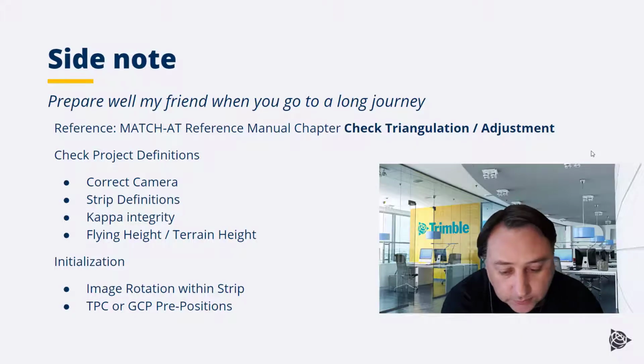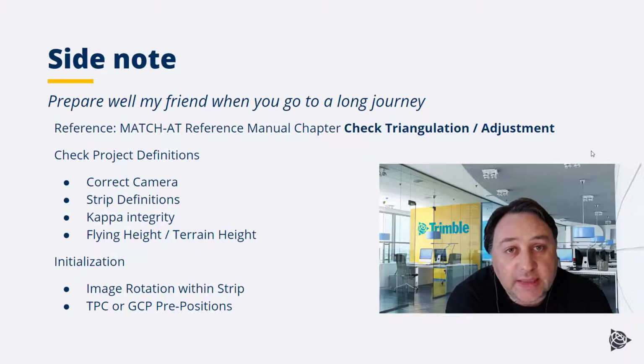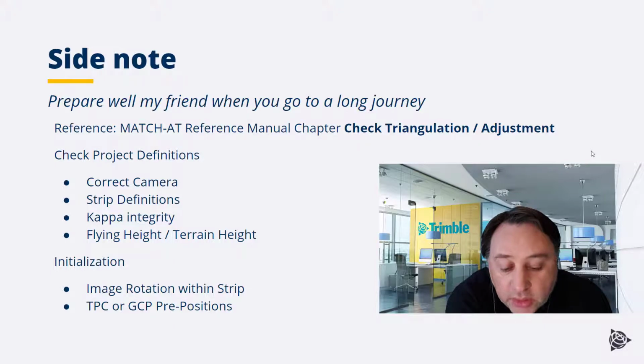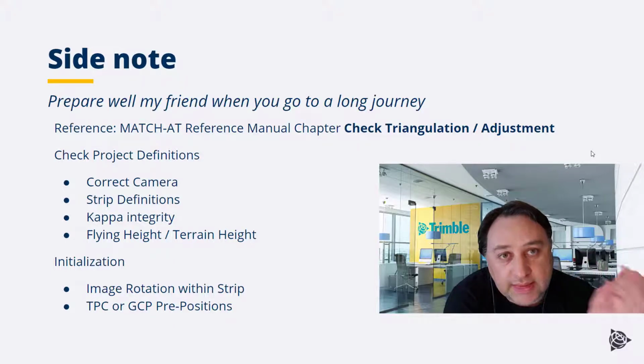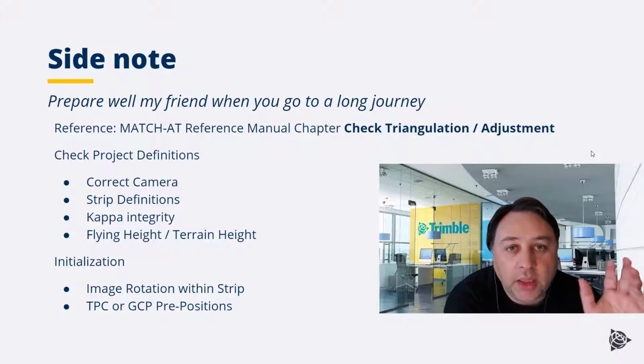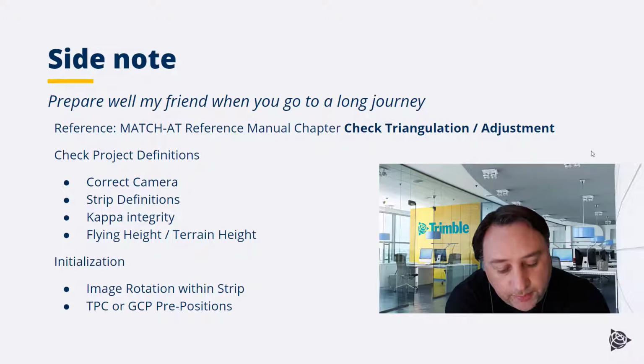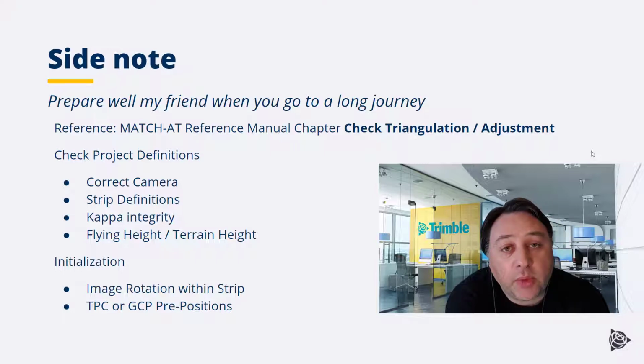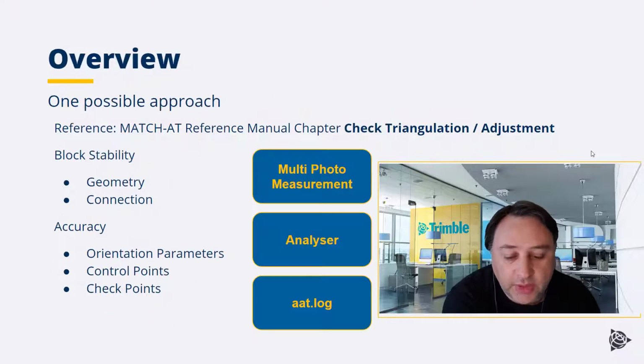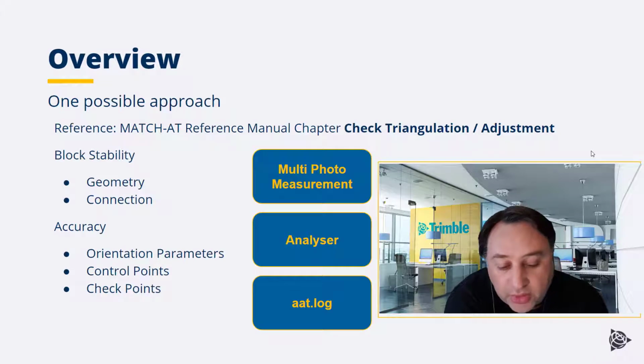About the adjustment itself. So of course the adjustment itself is not the only thing. So we start already by preparing the project correctly. So being very clear about the correct settings that we define for the camera, but also the strip definitions, then the rotations of the camera, also the flying height, terrain height. There are many things that can go wrong in the project setup, and typically over 80% of the errors happen in the project setup. Therefore, initialization would be a very important topic, which is not covered here in the adjustment report, but is very important that we get good results in the adjustment report. But with this side note, let's go into our adjustment report itself.